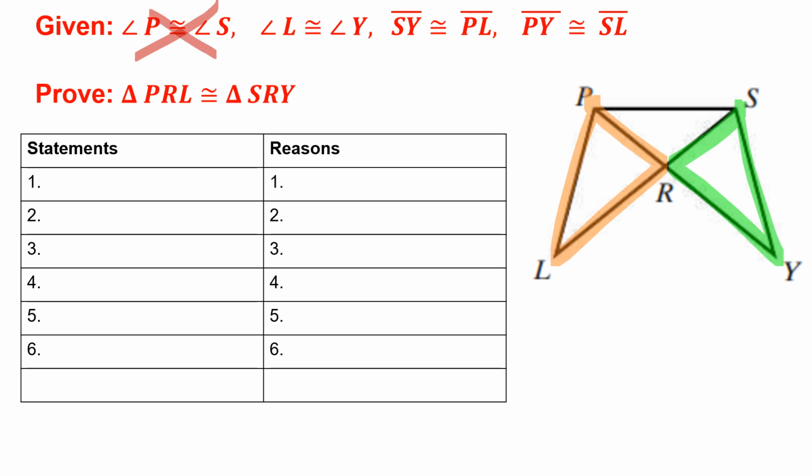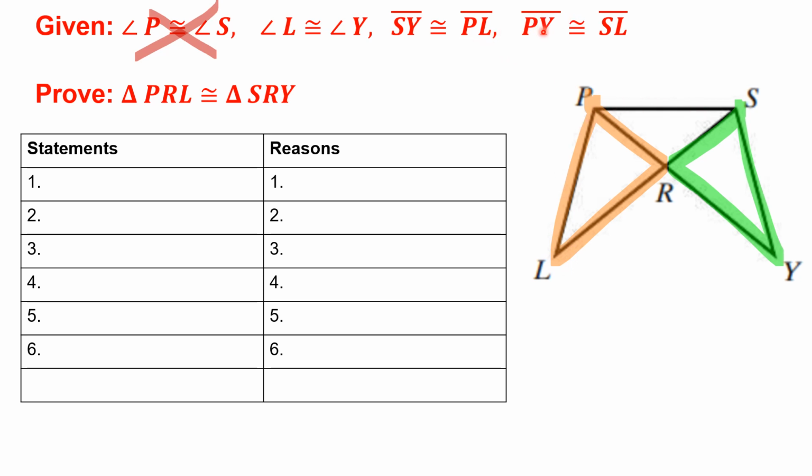Next we have angle L is congruent to angle Y. That's this angle here and this angle here. Those do not move into any other triangle. It's just this little angle here, this little angle here. So I think we are going to be able to use that. And then line segment SY, that's the right leg over here, is congruent to PL. So I think we're going to be able to use that. That doesn't go into any other triangle.